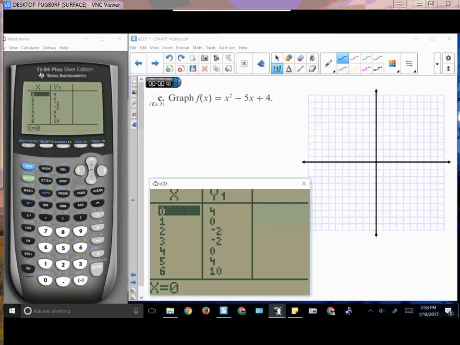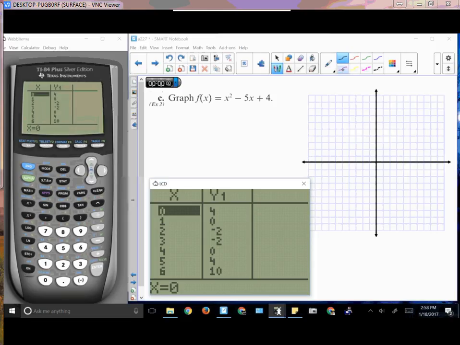These things have this wonderful thing called symmetry. What's on one side, you see on the other. Do you see any symmetry going on? I see 4, 0, negative 2, negative 2, 0, 4. So I know what this thing is going to look like.